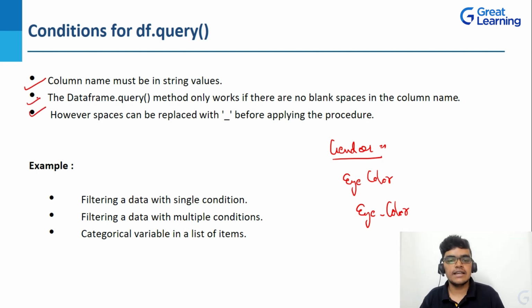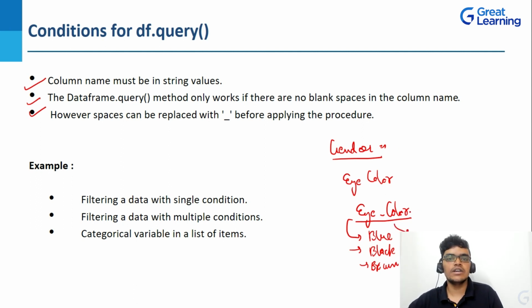So now let's see the example of df.query. As I already told you, the query method can be used to filter the data, right? We can filter data with a single condition, with multiple conditions, and you can also filter it through a categorical variable in a list of items. So what does it mean? I have already given you the example of eye color. This is my categorical variable. Let's suppose that eye color is blue, black, and brown. But I want only black and blue, right?